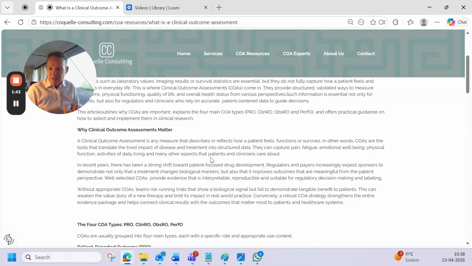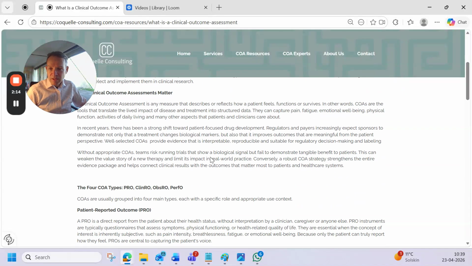Why clinical outcome assessments matter. A COA is any measure that describes or reflects how a patient feels, functions, or survives. In other words, COAs are the tools that translate the lived impact of disease and treatment into structured data. They can capture pain, fatigue, emotional well-being, physical functioning, activities of daily living, and many other aspects that patients and clinicians care about. In recent years, there has been a strong shift toward patient-focused drug development.